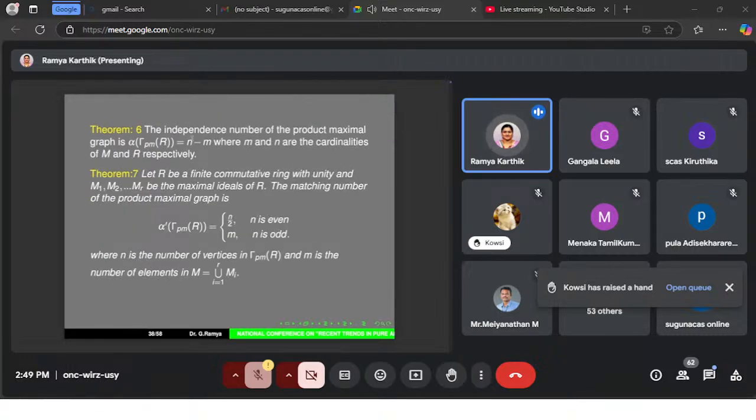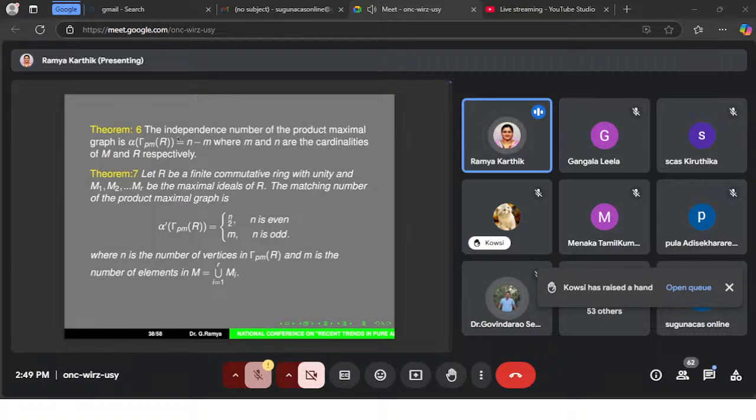You see this theorem number 6. Any vertex inside the maximal ideal is always adjacent to any other vertex. So basically, in a product maximal graph, the set of all elements in the maximal ideal is adjacent to all other vertices, and the remaining vertices which are not in the maximal ideal are adjacent only to the maximal ideal. It is not adjacent to itself. Right. So using this condition, I have to prove here that the independence number is n minus m.